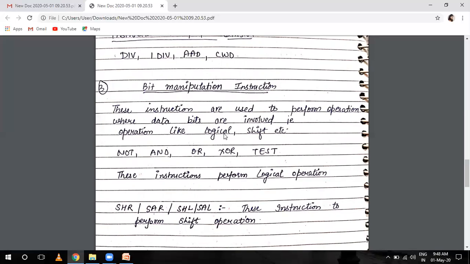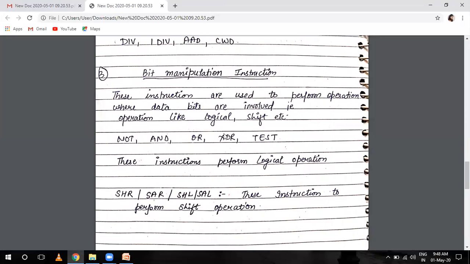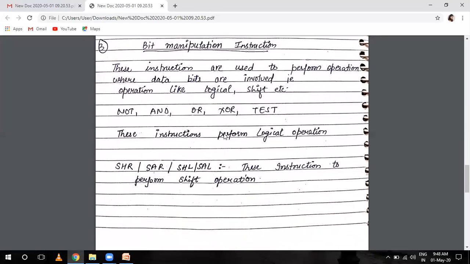XOR is used to perform the exclusive OR operation over each bit in a byte or word with the corresponding bit in another byte or word. Next is TEST. TEST is used to AND the operands and update flags without affecting the operands. Next, these were the logical instructions. After that there are the shift instructions.